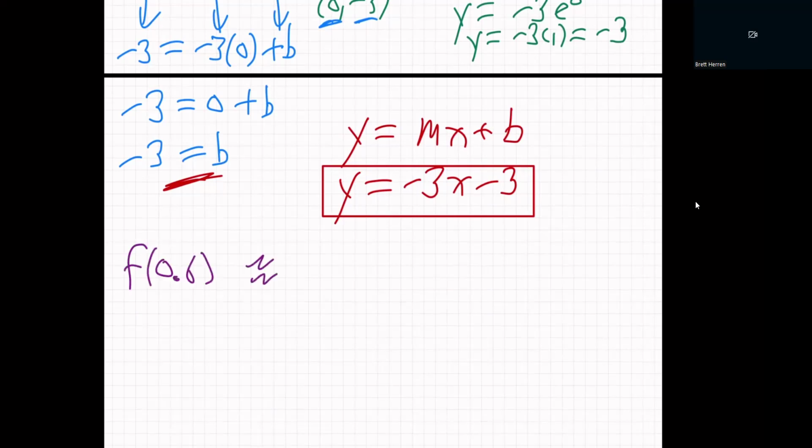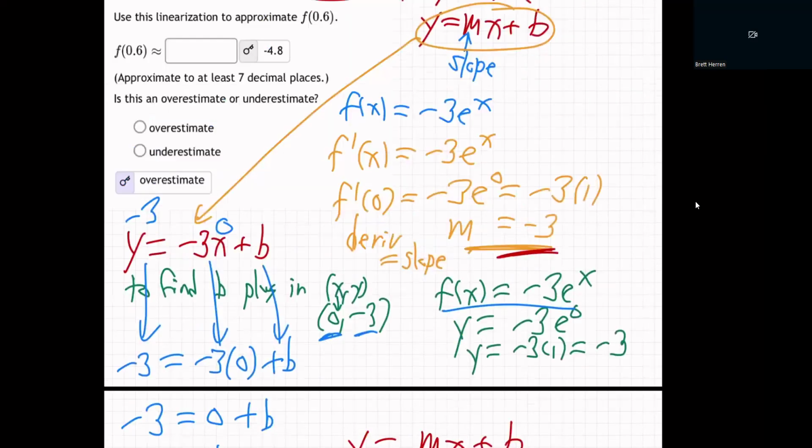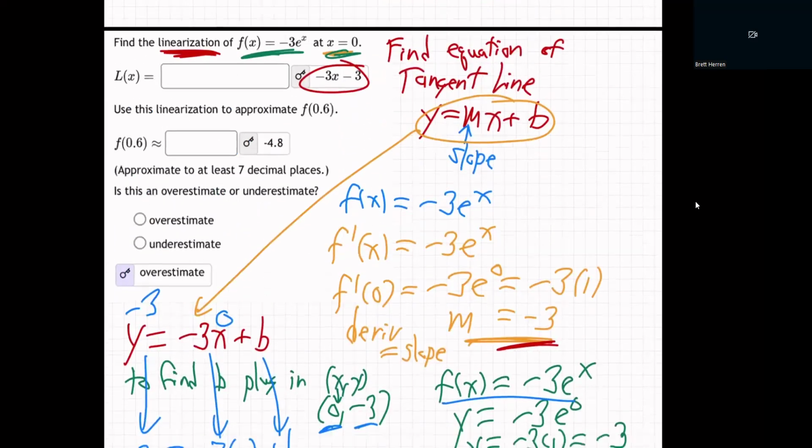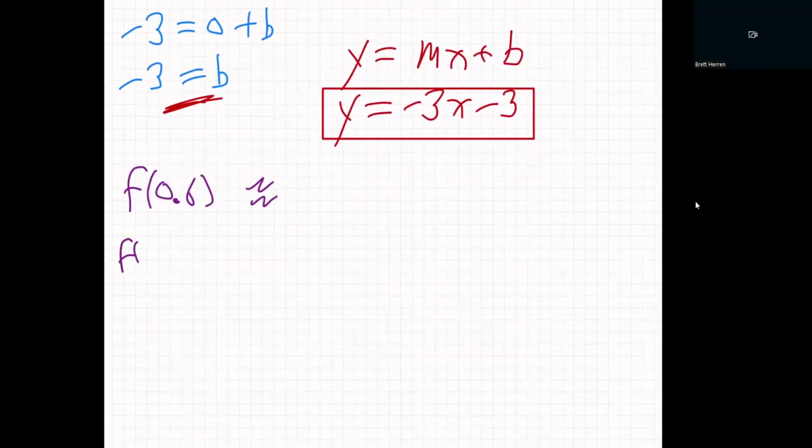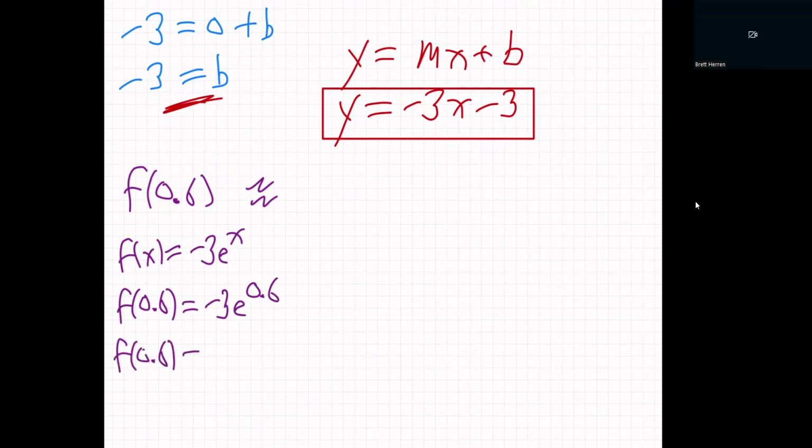Well, the original function, of course, is minus 3 e to the x. So f of x exactly equals minus 3 e to the x. So f of 0.6 is minus 3 e to the 0.6. That's what it exactly equals. We can get that on Desmos, minus 3 e to the 0.6.